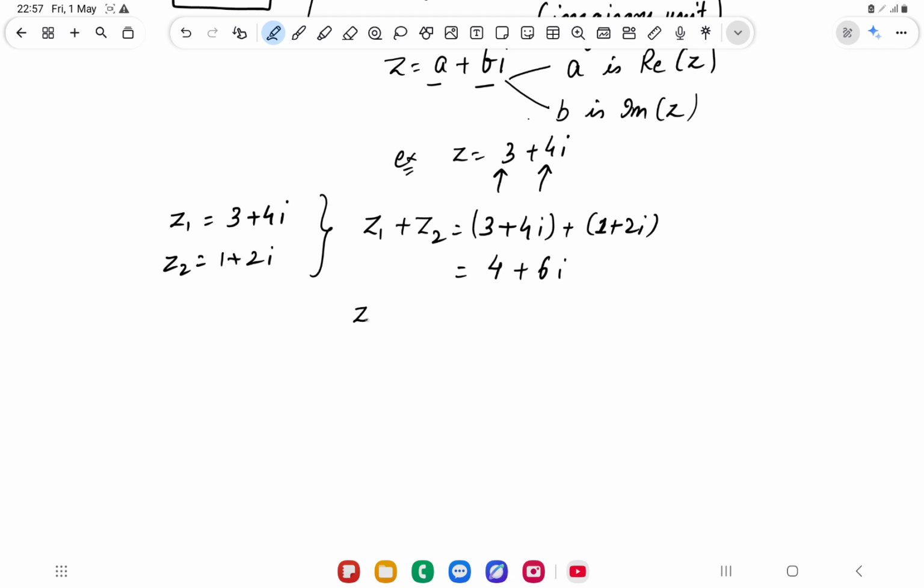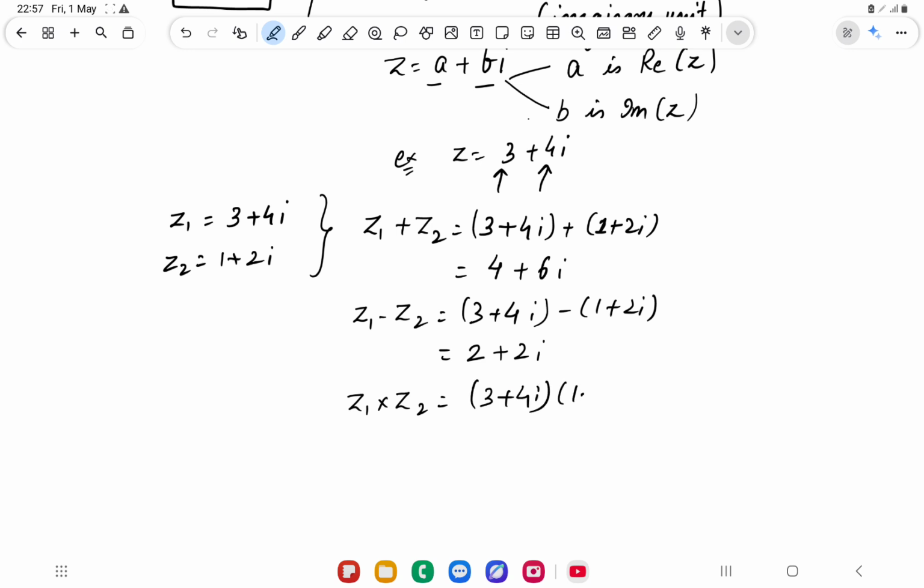Now what if I want to subtract these two numbers? I will again write the two complex numbers, and here also I can subtract real from real and imaginary from imaginary. Similarly, the third operation is multiplication of these two complex numbers.